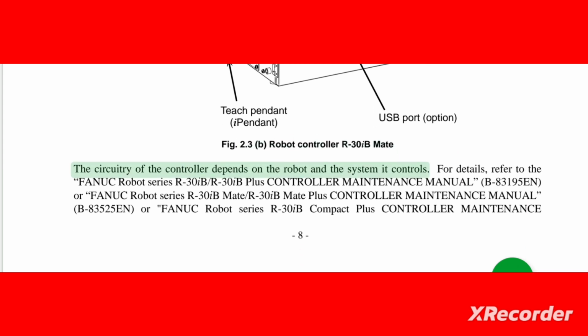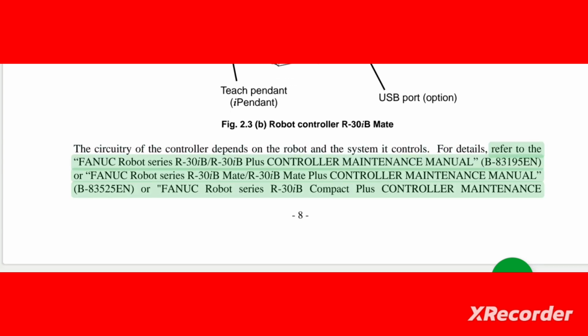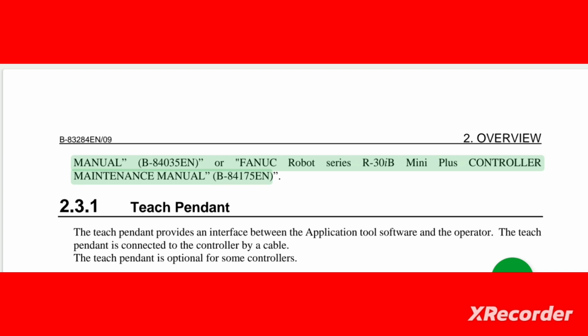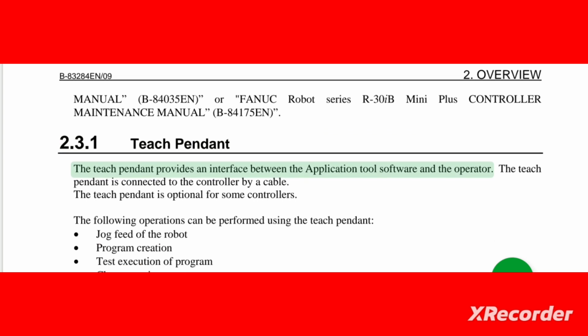The circuitry of the controller depends on the robot and the system it controls. For details, refer to the FANUC Robot series R-30iB/R-30iB Plus controller maintenance manual B-83195EN, or FANUC Robot series R-30iB Mate/R-30iB Mate Plus controller maintenance manual B-83525EN, or FANUC Robot series R-30iB Compact Plus controller maintenance manual B-84035EN, or FANUC Robot series R-30iB Mini Plus controller maintenance manual B-84175EN.